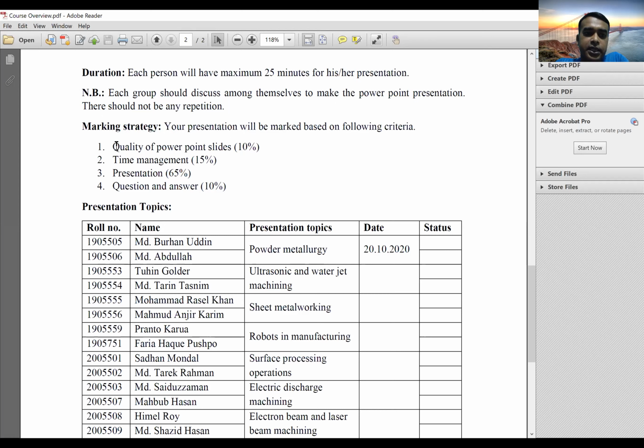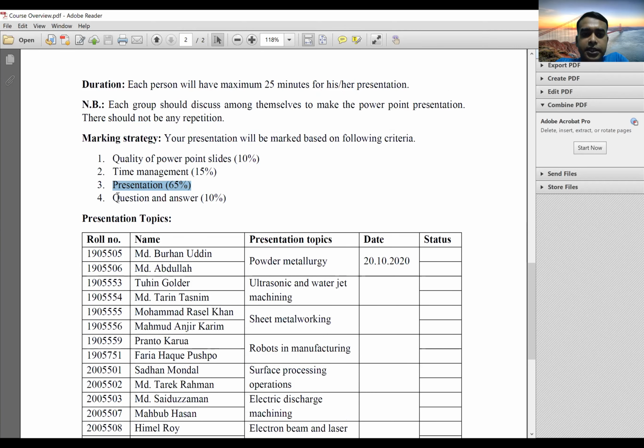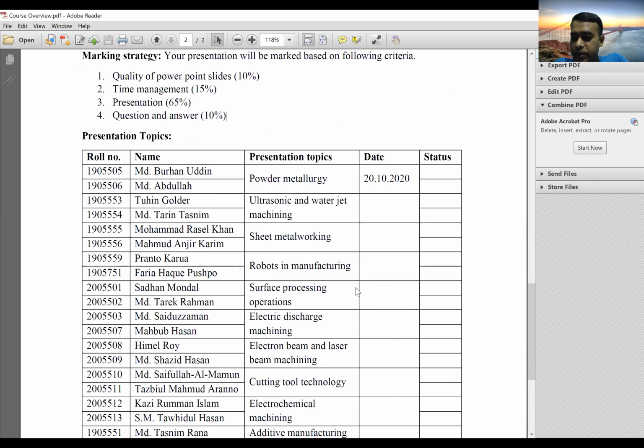So the marking strategy: quality of PowerPoint slides 10%, time management 15%, presentation 65%, question and answer 10%. So you have to keep this marking strategy in mind while you are preparing your presentation. Today is 5th of October. Okay, Abdullah.